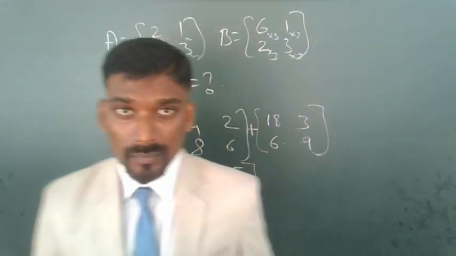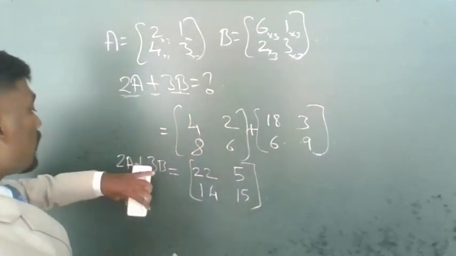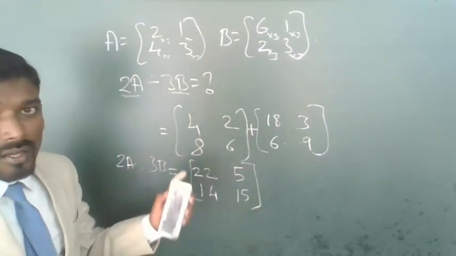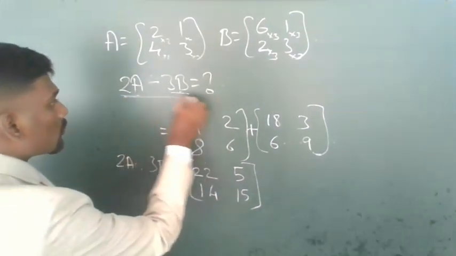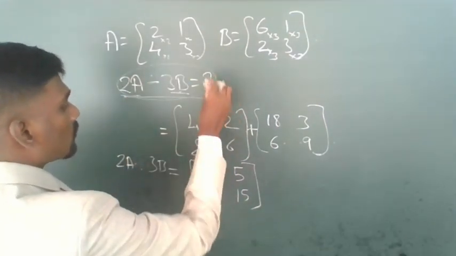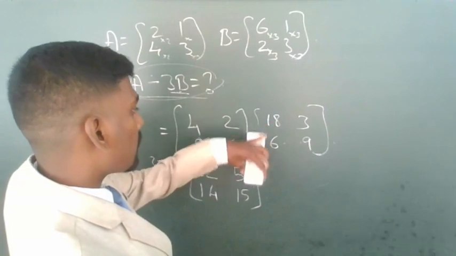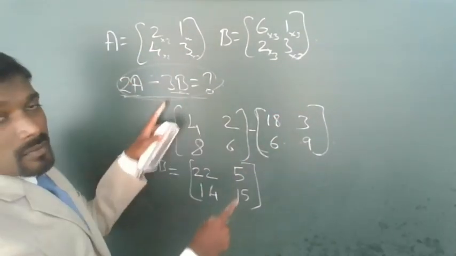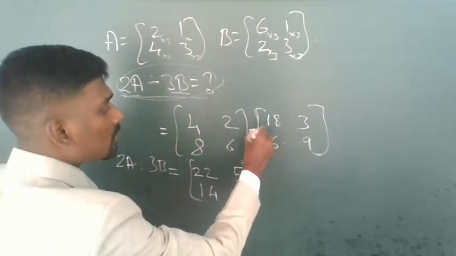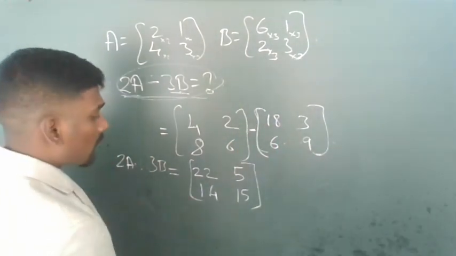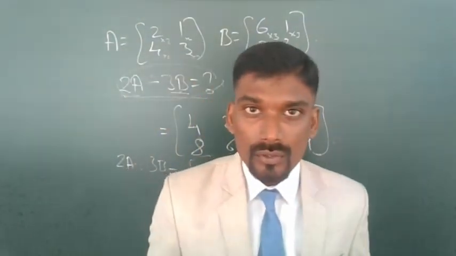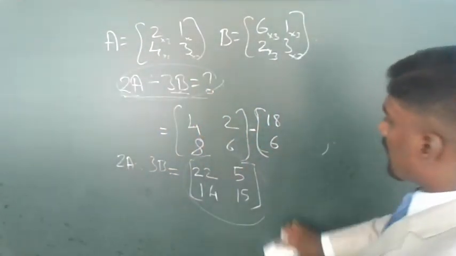Now in exam, suppose they are asking what is the value of 2a minus 3b. Here, instead of addition, you have to do subtraction. The answer will be the same for 2a, and the same for 3b. So now you are going to put the minus sign and then find the determinant value. Take it down as your practice question.